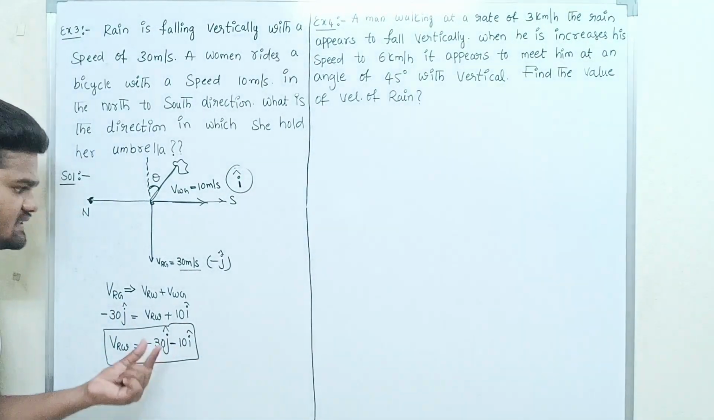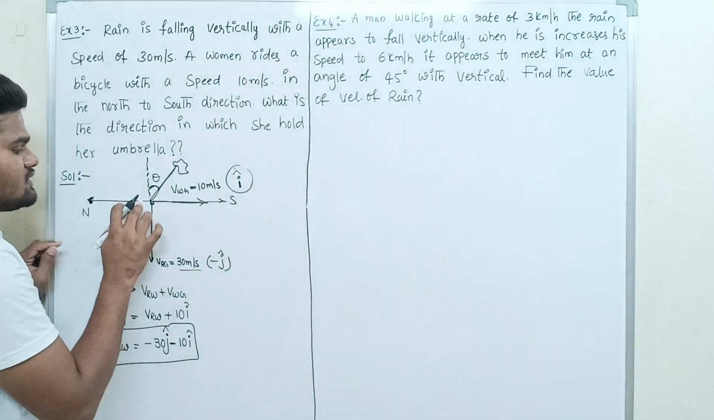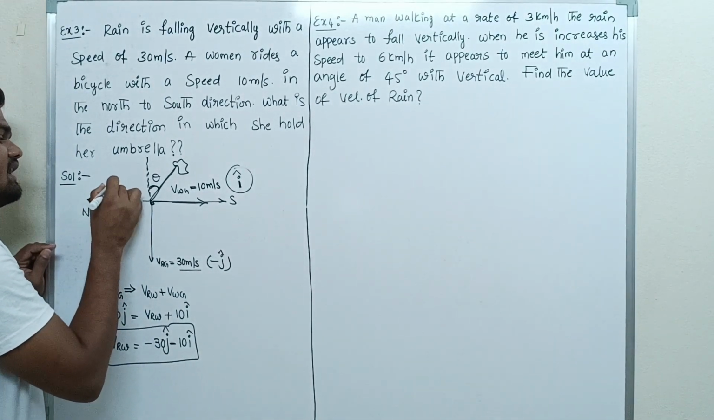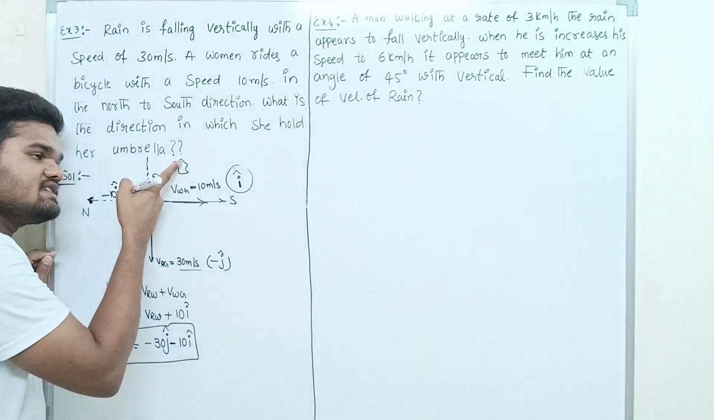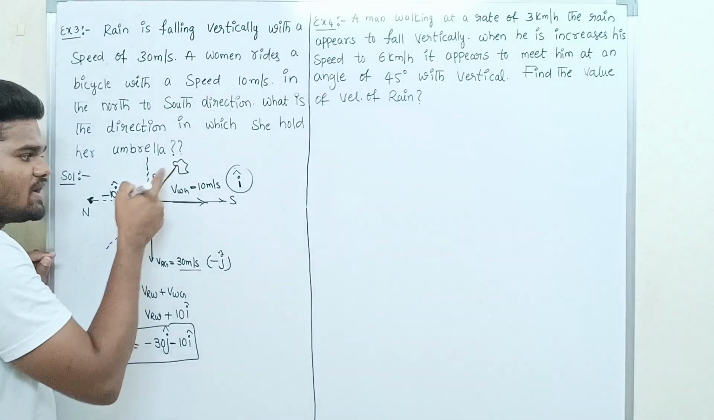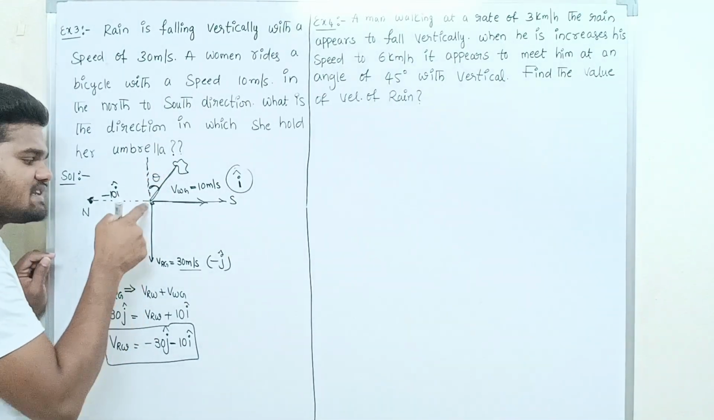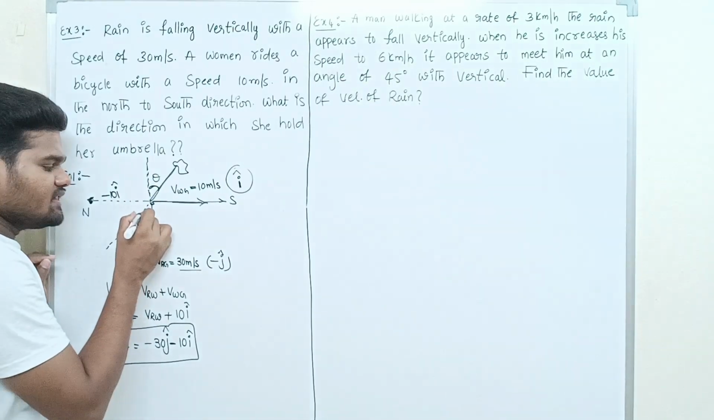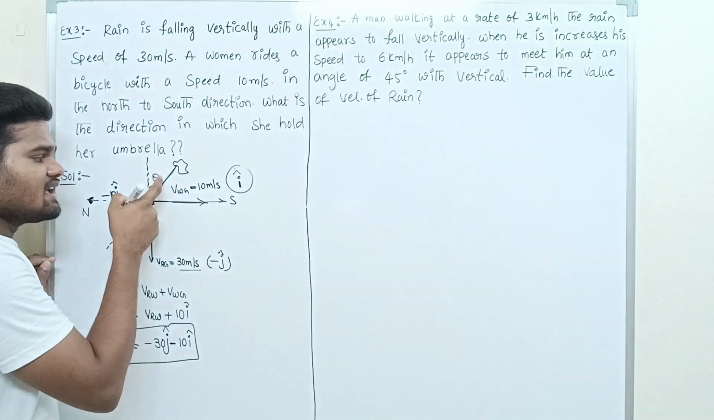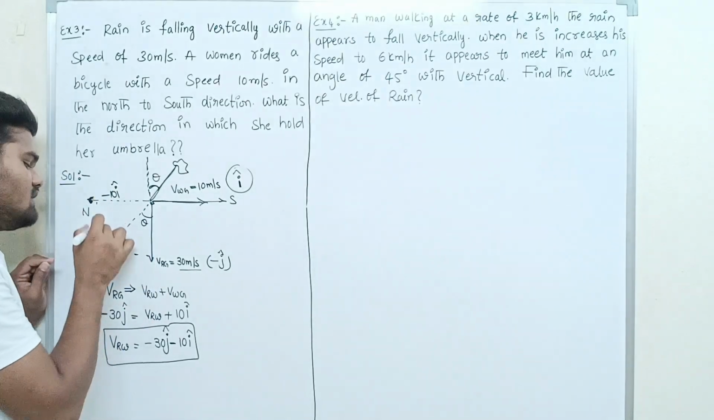So have a look. Minus 30 j cap is in this direction. Minus 10 i cap, since plus 10 i cap is the other way, is in this direction. So this is the umbrella. If I extend this line like this, this is the umbrella's line and this is the vertical line. The angle between them is theta. What do we have to find? We have to find this angle. If we find this angle, it is equal to this angle. So I'm just going to find this angle.